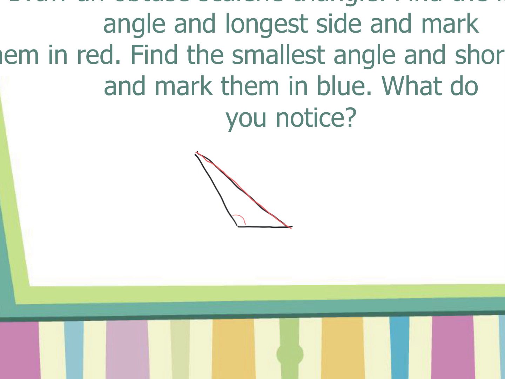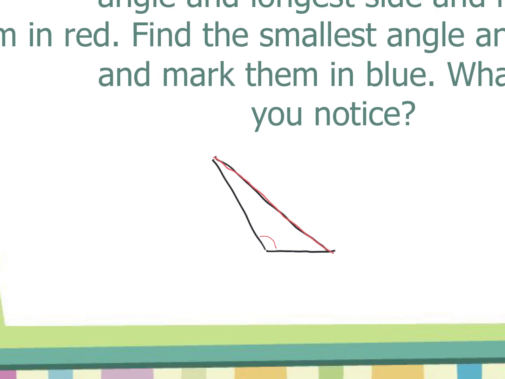Then do the same thing. It's kind of close between those last two angles, but do you guys kind of agree this top one's a little bit smaller? Whichever one is smallest for you, just put a blue mark by that smallest angle, and then find the smallest side and outline it in blue.